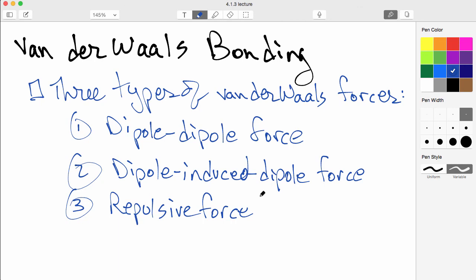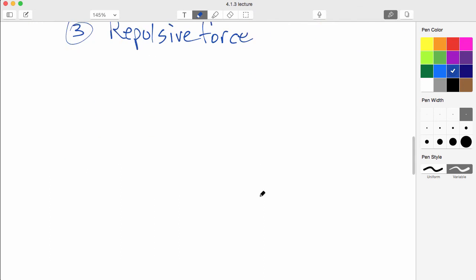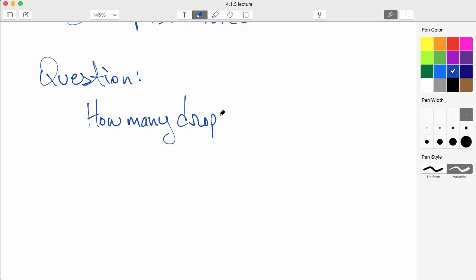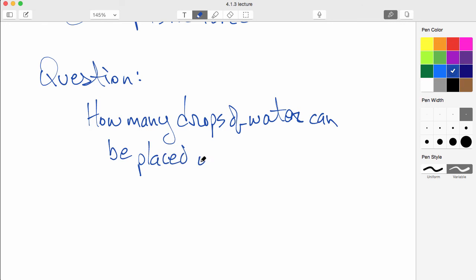All right, but before we define this much further, I want to ask an interesting question. See if you know the answer to. How many drops of water can be placed on a penny? Maybe you think one or two. Well, and actually it's much more than one or two.